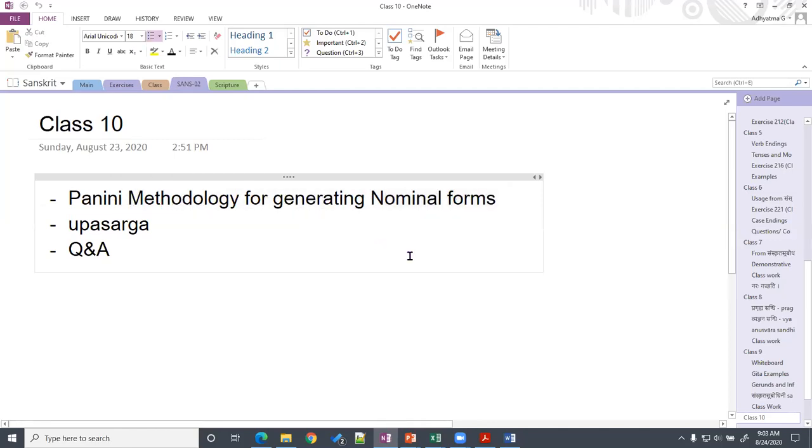So I have told you many times that Panini has only one set of suffixes in his grammar for generating all the nominal forms. So whether it's masculine, feminine, neuter, noun, pronoun, ending in akara, ikara, nakara, doesn't matter. He uses a single set of suffixes to generate all the nominal forms. So how is that possible when we have so much variety?